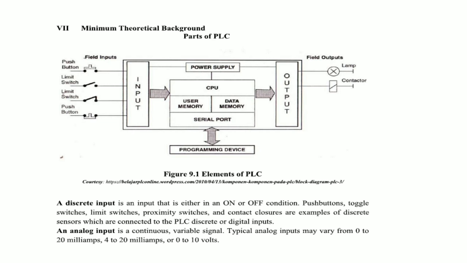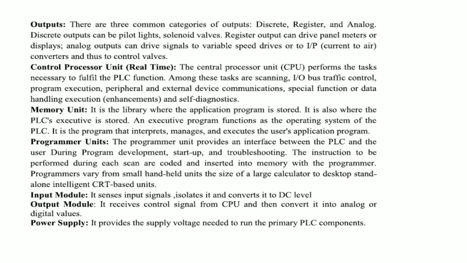An analog input is a continuous variable signal. A typical analog input may vary from 0 to 20 milliamps, 4 to 20 milliamps or 0 to 10 volts. Output: there are three common categories of output: discrete, register and analog. Discrete outputs can be pilot lights, solenoid valves. Register output can drive panel meters or displays. And last, analog output can drive signals to variable speed drives or to input output converters and thus to control valves.